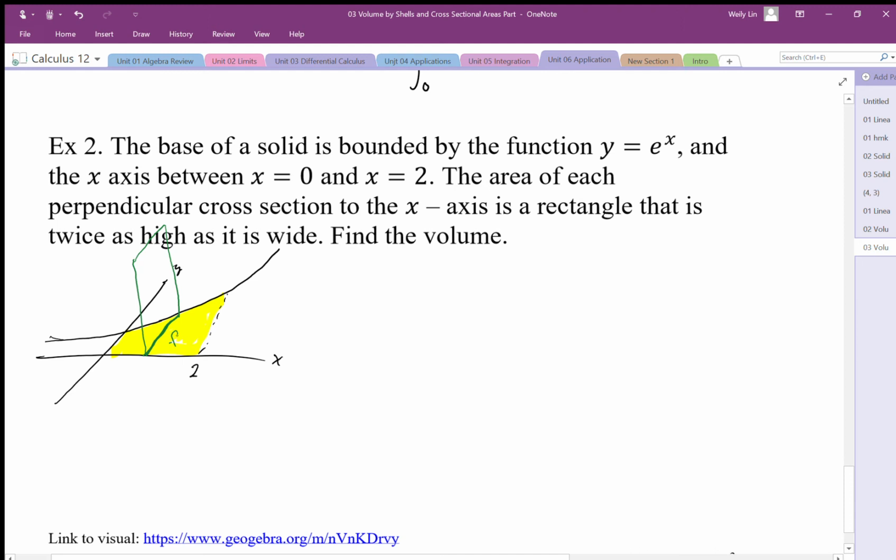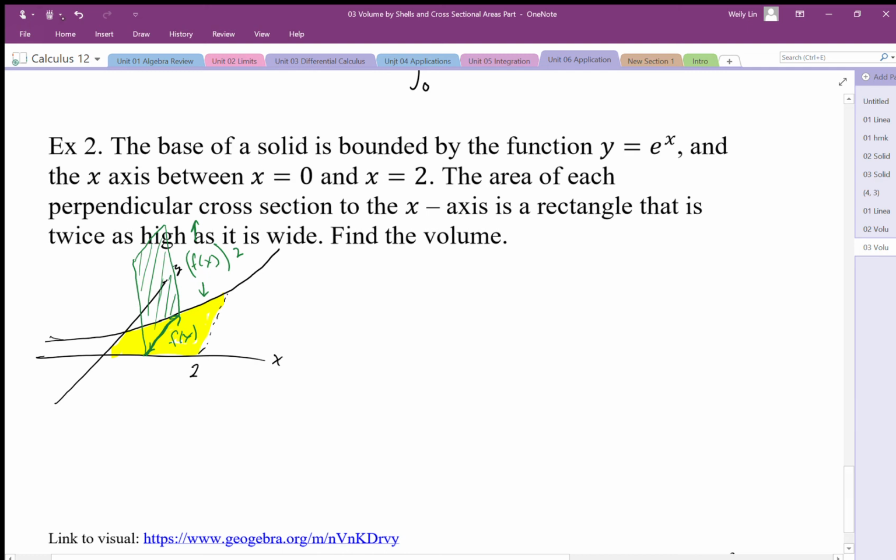So there's my f of x. The height of this is going to be double f of x, so f of x times 2. That will give us the height of that rectangle, and f of x gives us the width there. This is the cross-sectional area that we want.